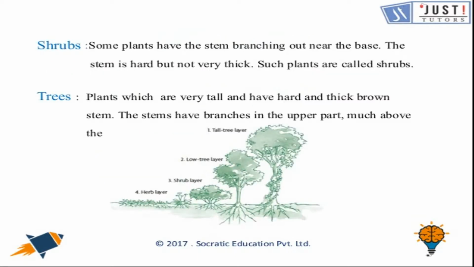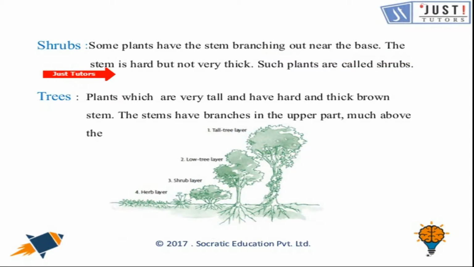Now if we move forward here, we are talking about shrubs now. Some plants have the stem branching out near the base. The stem is hard but not very thick. Such plants are called shrubs. Okay, so in shrubs, plants have the stem branching near the base. Okay, now look at this one. Yeah, this is shrub plant.